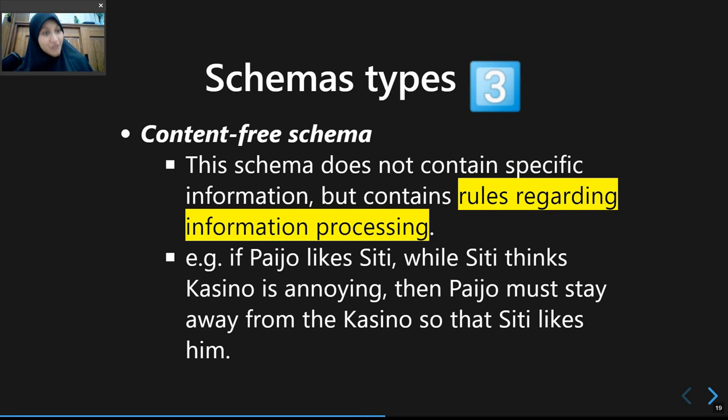And the last part would be content-free schema. It does not contain very specific attributes such as the other schemas that I have explained to you earlier. It only contains the relation between attributes, and it also helps individuals to regulate their social interaction with other people. For example, if someone named Paijo likes City, then City thinks Casino is annoying, then if Paijo wants to be liked by City, he has to avoid Casino. So it basically contains rules about social interaction and guides us to behave in a more ambiguous and context-free situation.